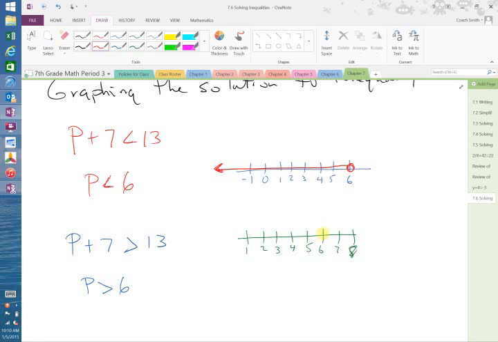Well, now it's going to look like this. The circle still goes at the 6. Okay, but the greater than means I have to go to the right. Okay, so this is the less than sign. This is the greater than sign.